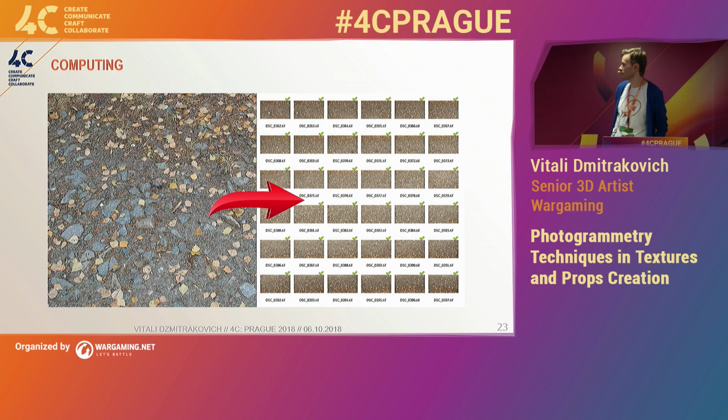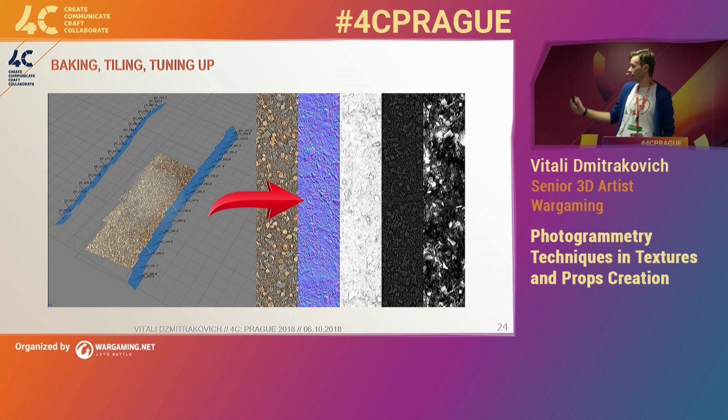So let's move on, and here's the computing stage. We usually load the photos to Lightroom. There we make a color checker, adjustments, removing shadows, highlights, sharpening, denoising, and so on. And then we export textures to the photo scan. And when we get the model and the texture, we bake it.